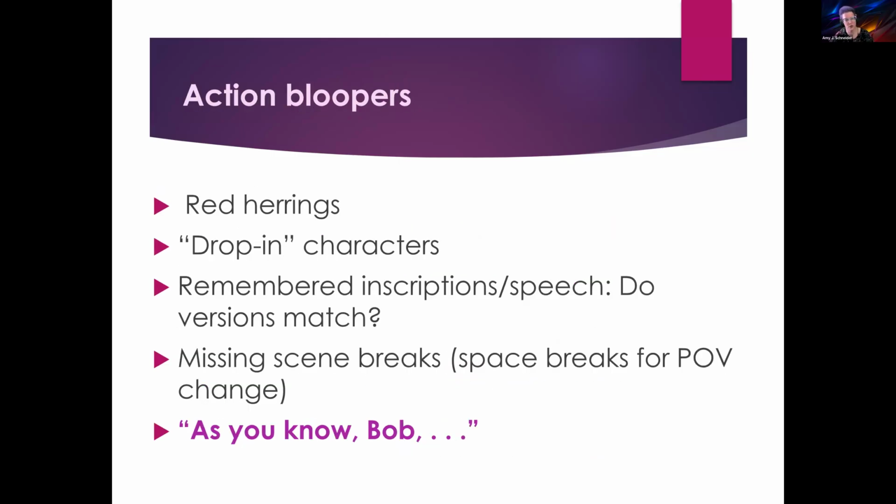Look out for action bloopers, such as red herrings, little plot clues that seem like they're going to lead to something, but they don't go anywhere. Watch out for characters that just drop into scenes without actually walking in or being present, that they're just suddenly there. Or when people are, for example, in the car and then suddenly they're in the living room, but they didn't get out of the car and actually go into the house. Look out for missing scene breaks. And the famous trope, "as you know, Bob," when characters sit around telling each other things that they already know about each other just to convey that information to the reader. That's not something you can always handle at the copy editing stage, but it is something you can call out if it gets to be really noticeable.